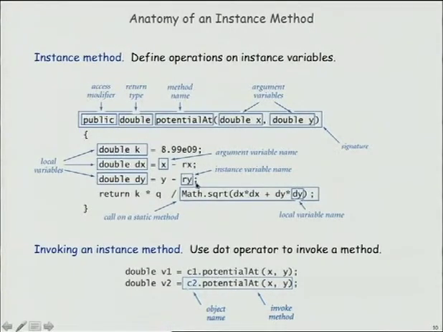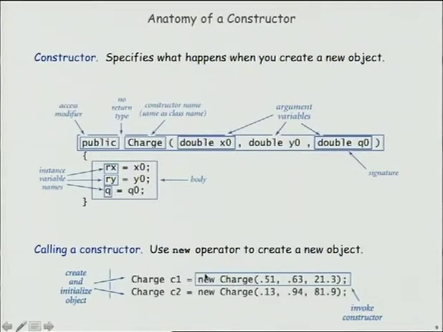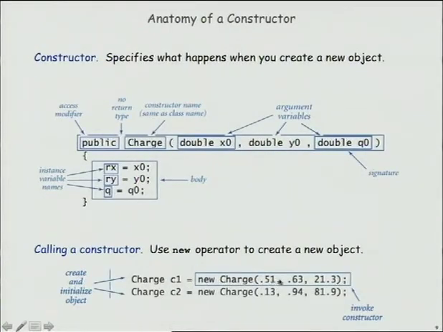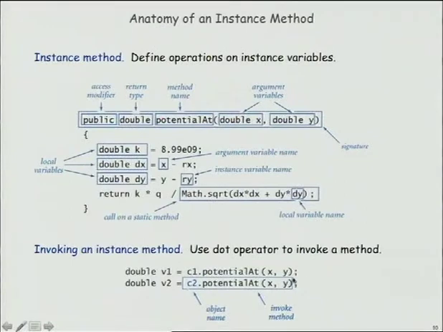So this Rx and Ry. If I have, for example, remember I've created on the previous slide charge C1 that has values associated with it, and I have charge C2 with values associated with it. If I now write down V1 is equal to C1 dot potential at, then basically what it means is that I'm going to calculate for a particular charge particle, in other words this one, with this xy position, the potential at this xy position.